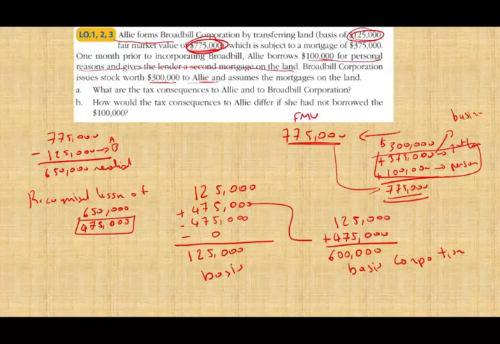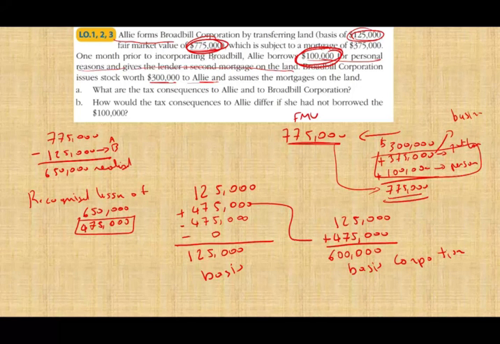Now, how would the tax consequences to Ali differ if Ali did not borrow the 100,000? So what we're asking is this: what happens if Ali did not borrow the 100,000 for personal reasons? So what do we have to assume? We assume here that all the loan, the 375, is for business reasons.